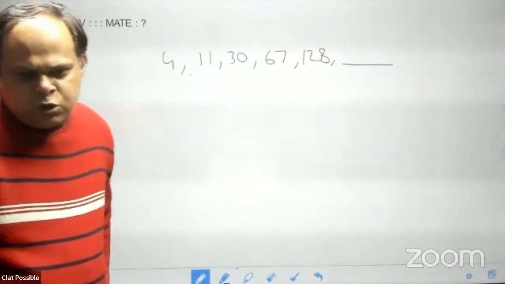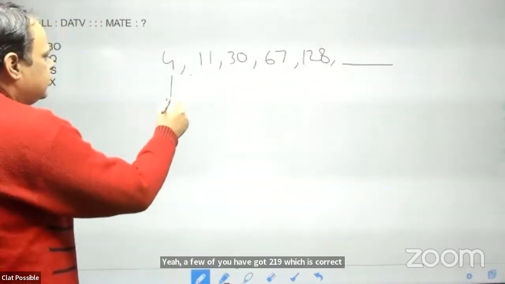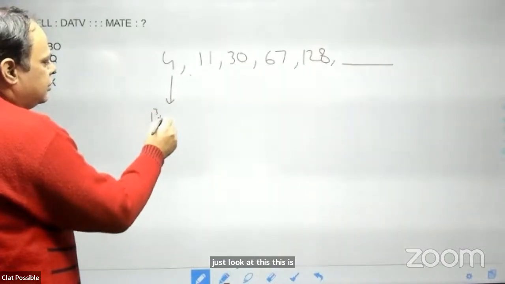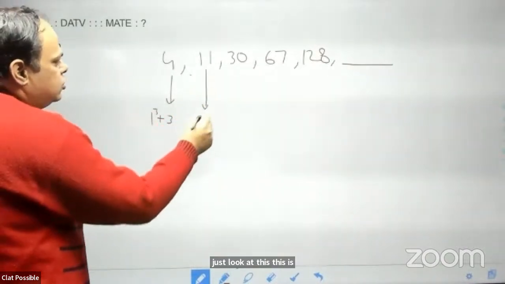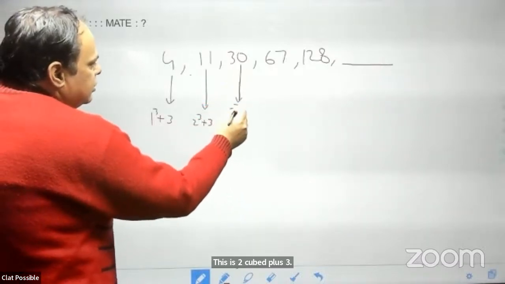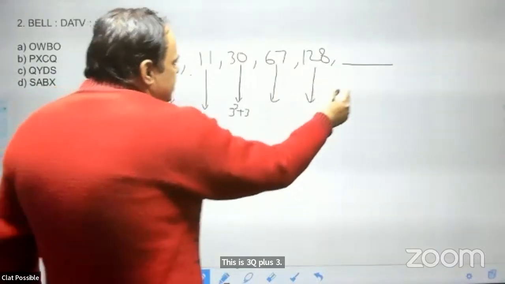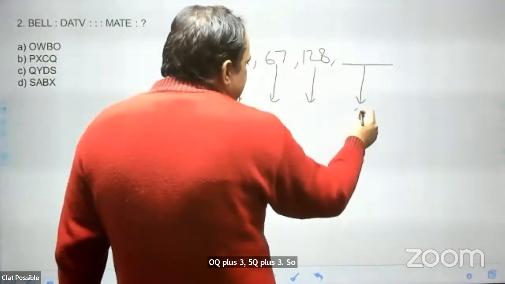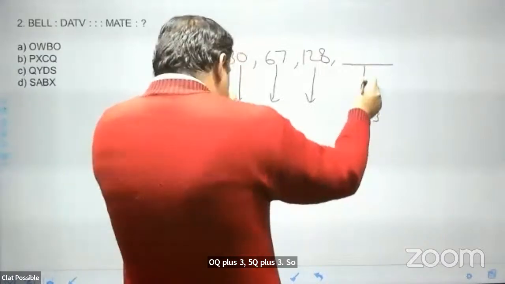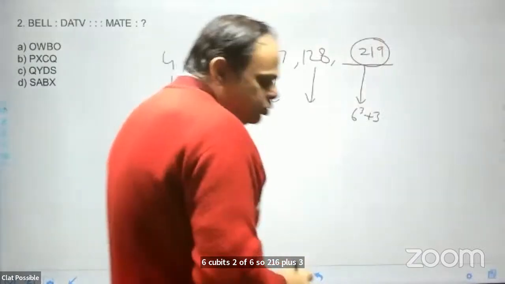Yeah, a few of you have got 219, which is correct. Just look at this. This is 1 cubed plus 3. This is 2 cubed plus 3. This is 3 cubed plus 3. 4 cubed plus 3. 5 cubed plus 3. So this will be 6 cubed plus 3. 6 cubed is 216. So 216 plus 3, 219.